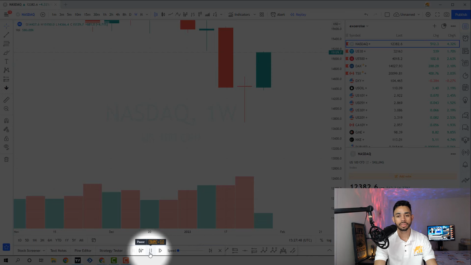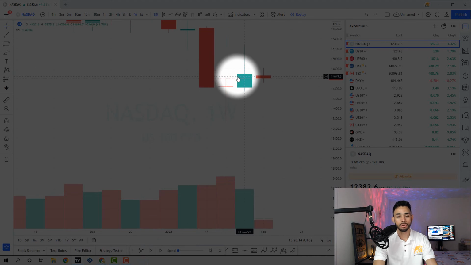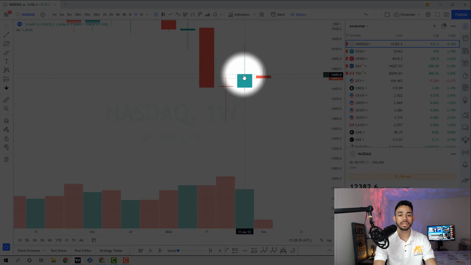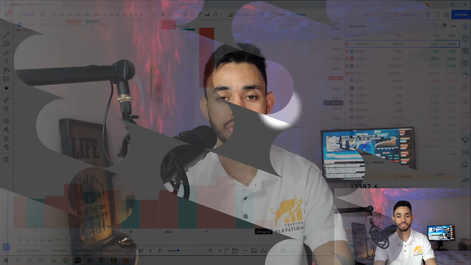More movements. Now we have some decline, more decline, more decline, and closed. As you saw in this candle, we had the opening price around 14,442. Then the price continued increasing until 15,274. Then it started to decline and closed within this price range. This is how the candlestick formation took place.